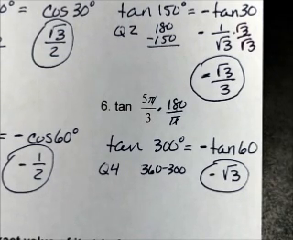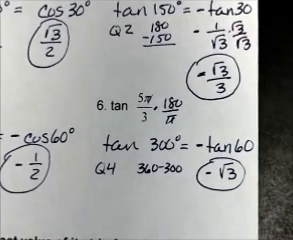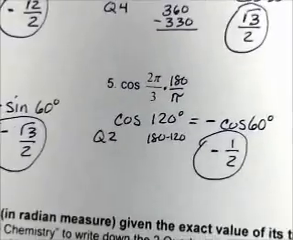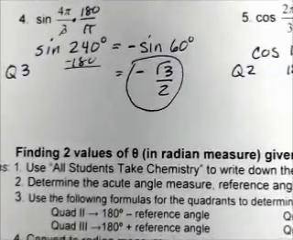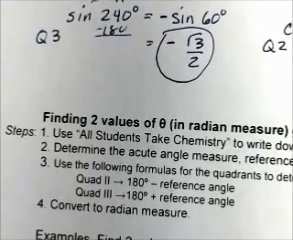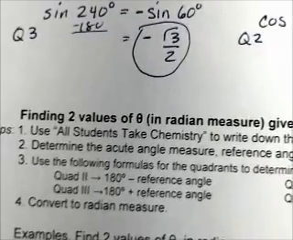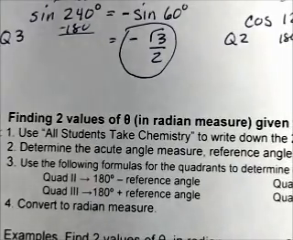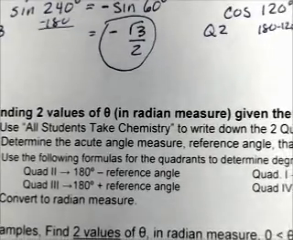Okay, so there we were finding the exact value of the trig function given the angle in radian measure. Now we're going to find two values of our angle theta in radian measure given the exact value of the trig function. So kind of the reverse. All right. These are the steps.